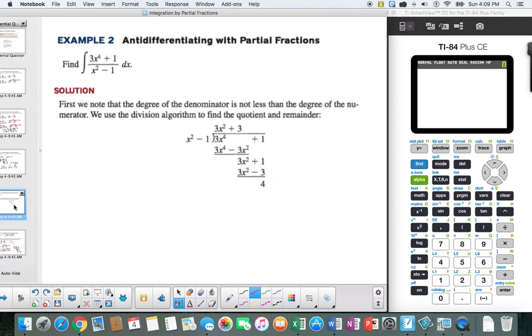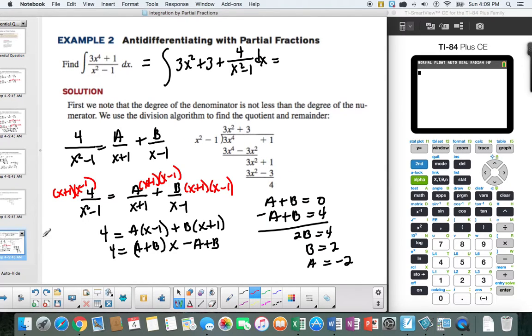In our next example, I have a quotient expression. You can't use the method of partial fractions until you have a proper fraction, which means the degree of the numerator has to be less than the degree of the denominator, which is not happening here. So we're going to go through some long division to get the quotient. And after we do that, we will get our remainder, which is 4, and put it over our divisor.